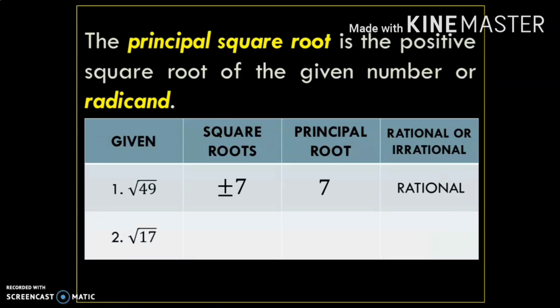How about yung number 2? Square root of 17. So, do we have exact square root of 17? So, since wala tayong exact square root of 17, the square root is positive, negative, square root of 17. Just copy it. Then, lagyan ng positive, negative dun sa unahan. And then, principal root, syempre, ang kukunin natin is yung positive square root or the positive square root of 17. So, since hindi siya perfect square, 17 is not a perfect square, this is irrational. Okay, irrational to.